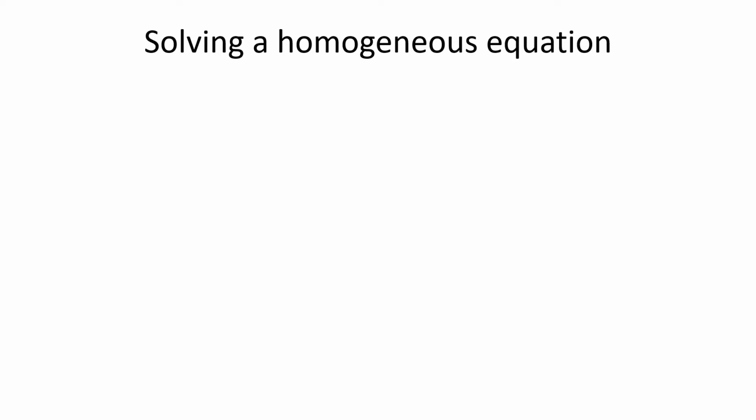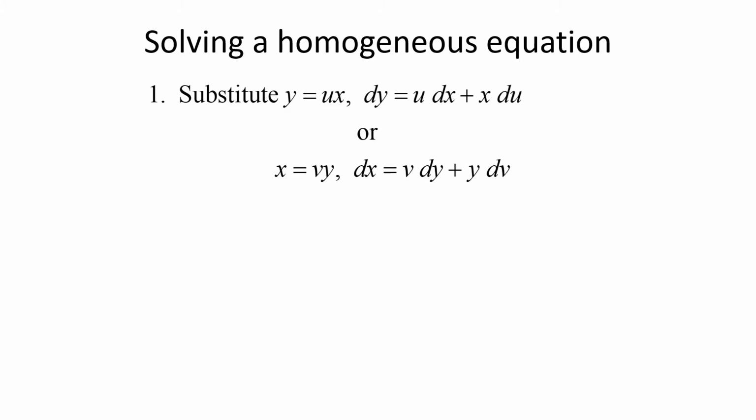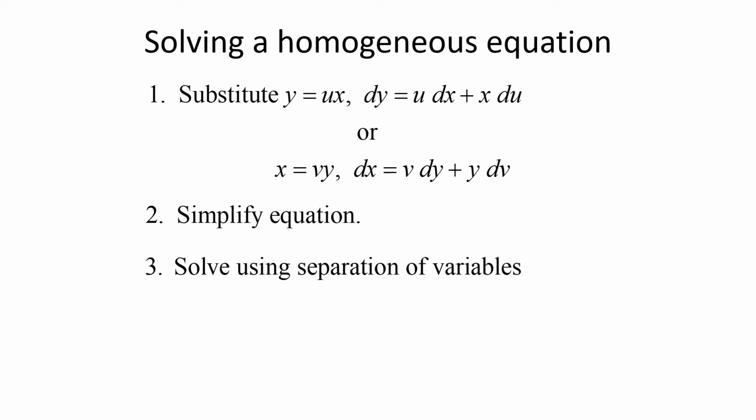If we have a homogeneous differential equation, we can use the following steps to solve it. First, we're going to use an appropriate substitution factor. We're either going to use y equals u times x and dy equals u dx plus x du, or we can use x equals vy, and so dx would equal v dy plus y dv. Once we've chosen our substitution factor, we'll plug that in and we'll simplify our equation. And then the simplified equation can be solved using separation of variables.